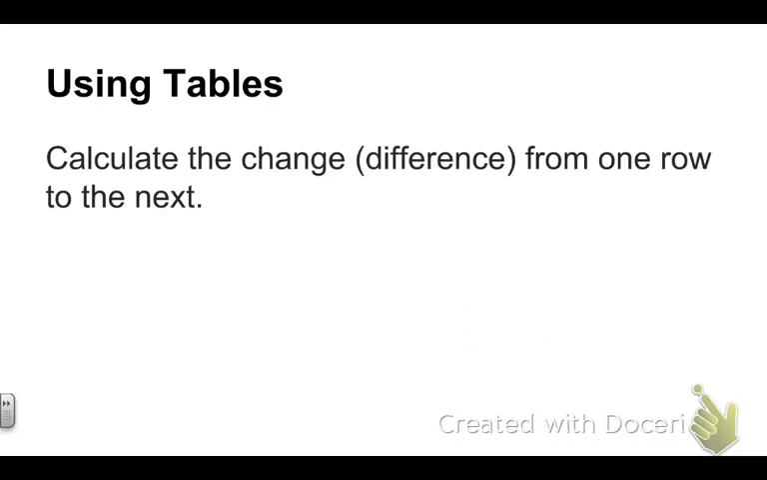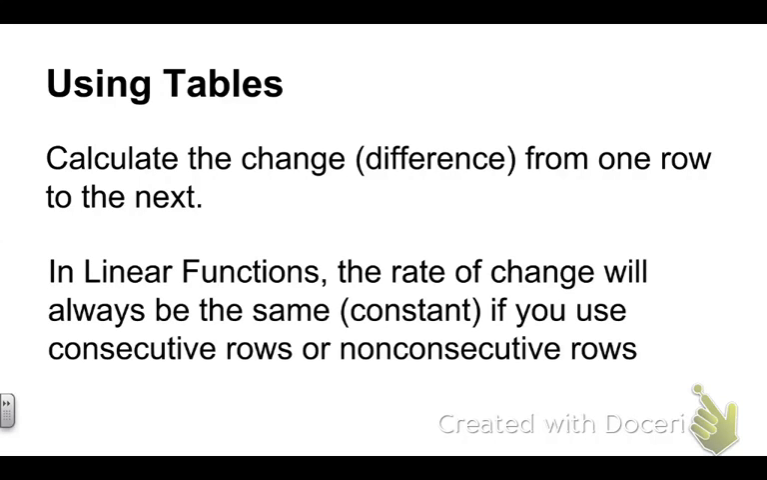When we use tables, you calculate the change or the difference from one row to the next. You've already been doing this with me, all right? Nothing new here. But in linear functions, what we're going to start to see is that the rate of change will always be the same. It's always that same constant number, and it doesn't matter if you use consecutive rows or non-consecutive rows. All right, one row after another or not.